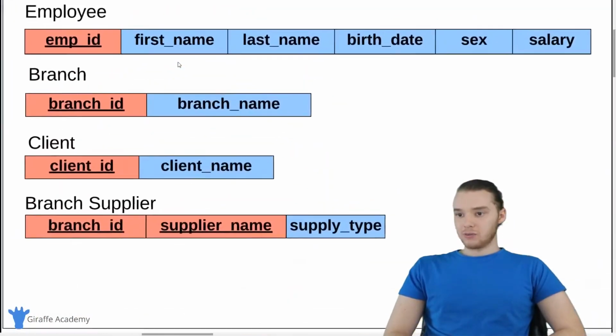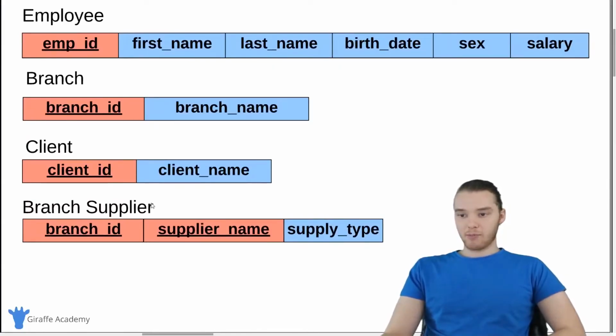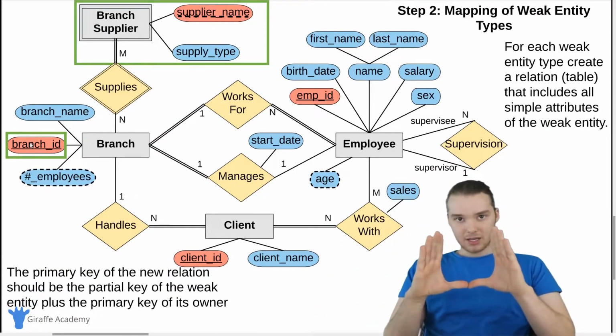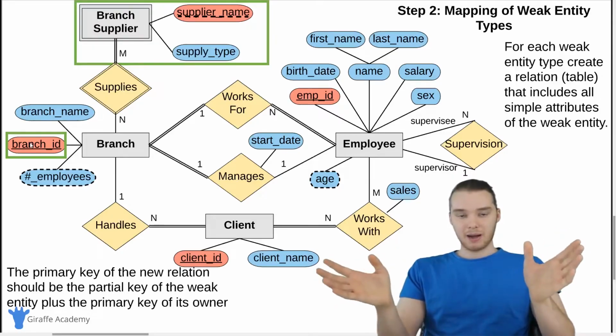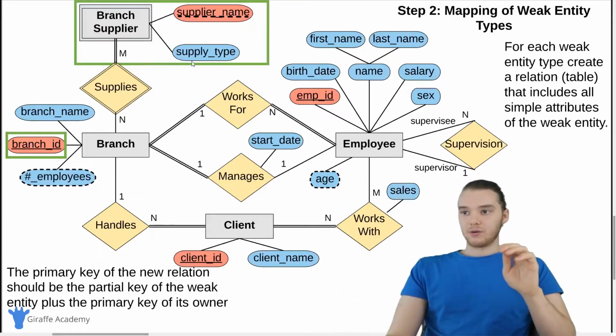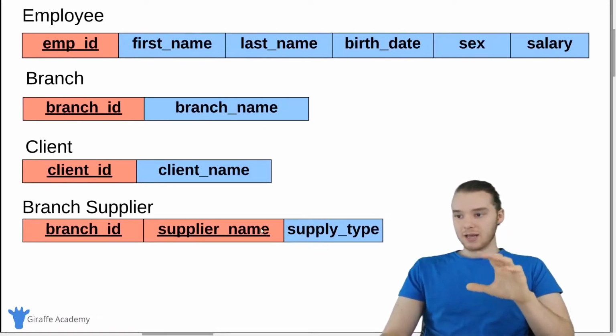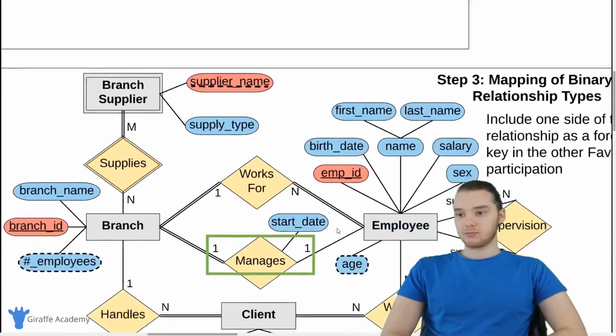In other words, the branch is the entity that's participating in the identifying relationship with branch supplier. So over here, we'll see what happens. You'll see we get this new table, branch supplier, and the primary key is branch ID, supplier name, and supply type. For this table, we included the supplier's name and the branch ID. Both of those come together to make our composite key. It's a compound key. And then we have supply type, and then we end up with this. So now we have four tables: employee, branch, client, and branch supplier, and they all have their associated attributes.